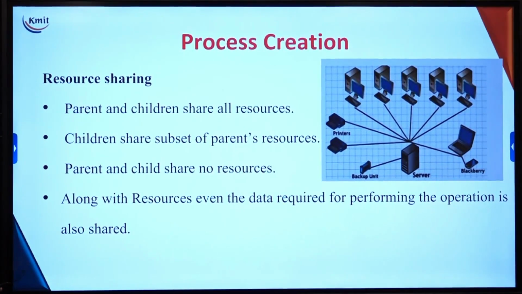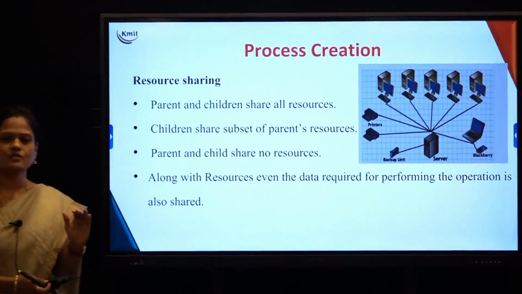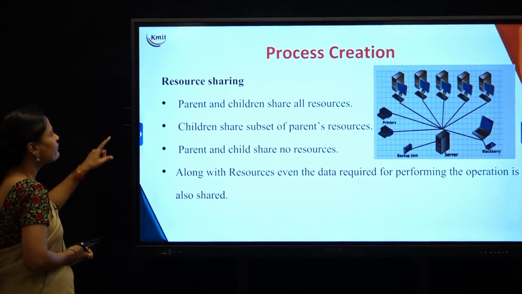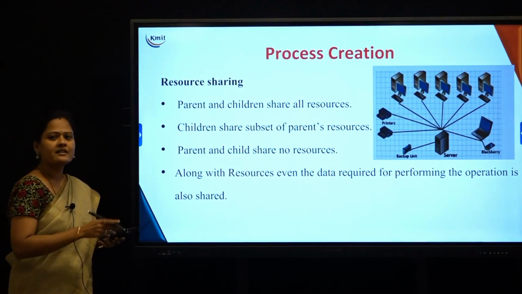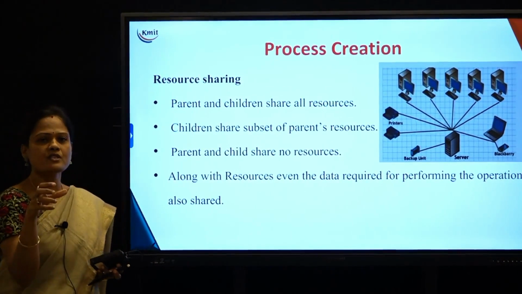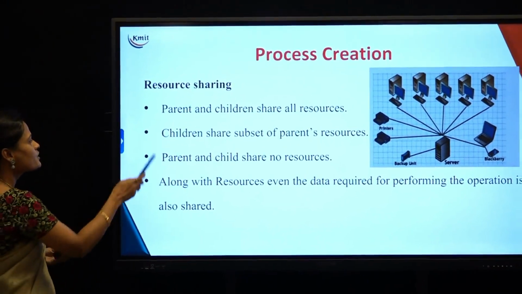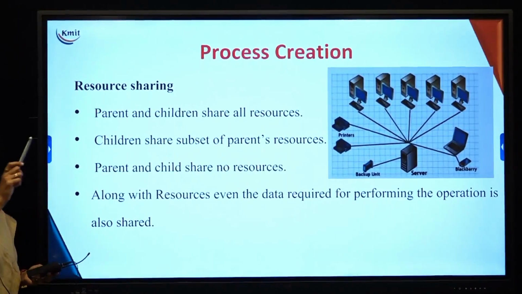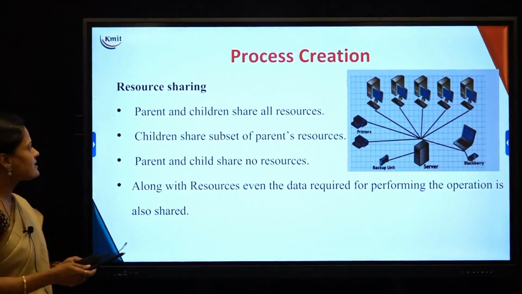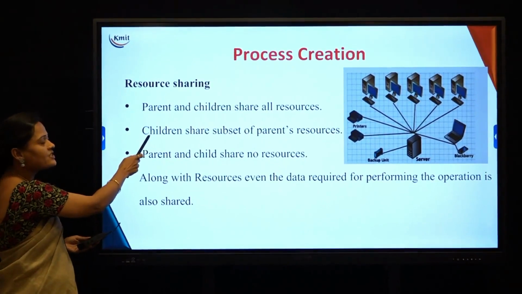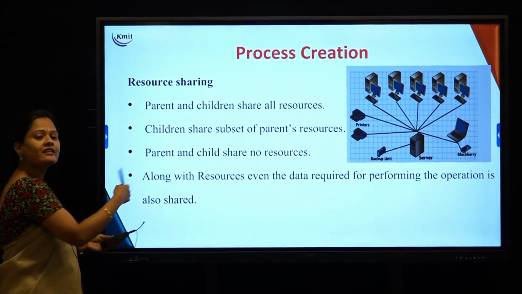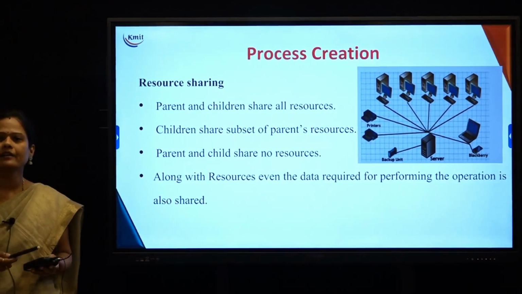Now we will see what happens when you create a process. Say one parent has created four or five children. In that case, the first important thing to keep in mind is resource sharing: how the resources are shared among the child processes created by the parent. In the first category, whatever resources a parent has, the children can use all of them. Whereas in the second, the children can only use a subset of the resources available with the parent, and there will not be any sharing between the parent and the children.